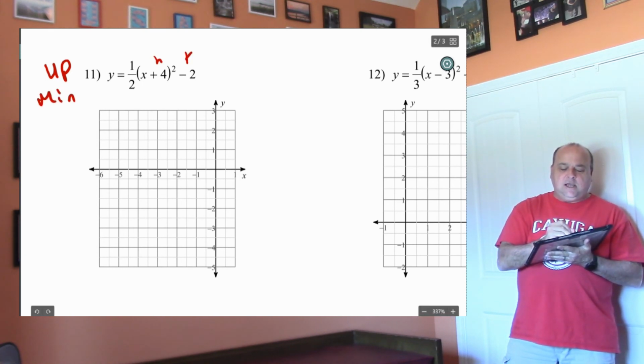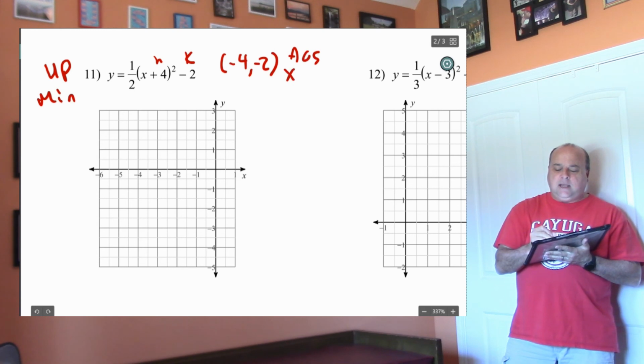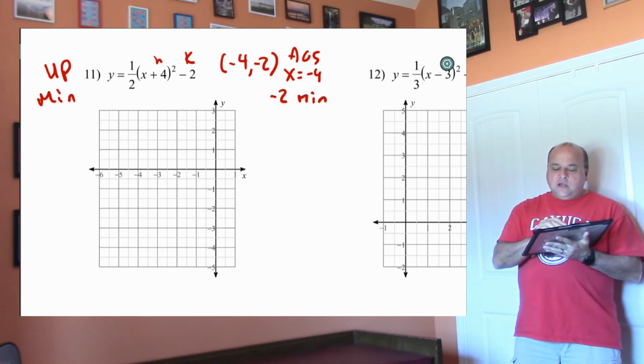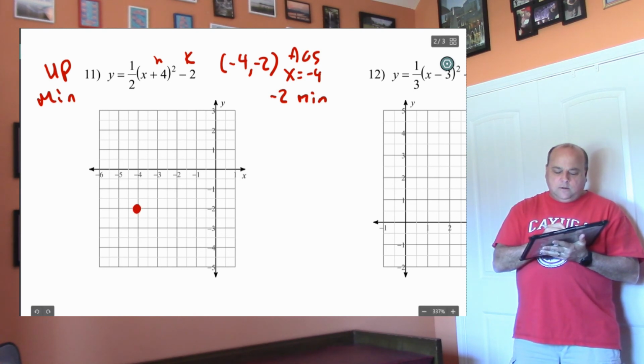This is my h and k, so my vertex will be (-4, -2). The axis of symmetry is going to be x = -4. The -2 will be my minimum. Okay, now then I'm going to graph it. So let's graph (-4, -2). (-4, -2) is right here.